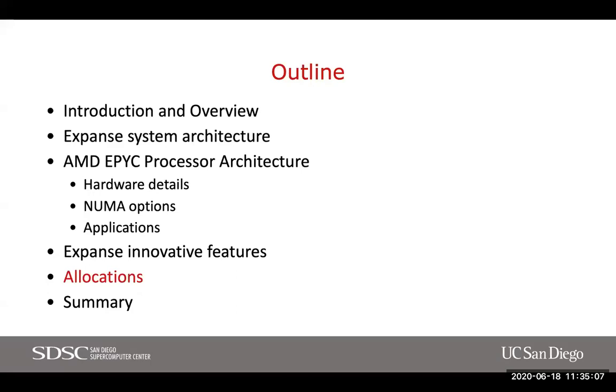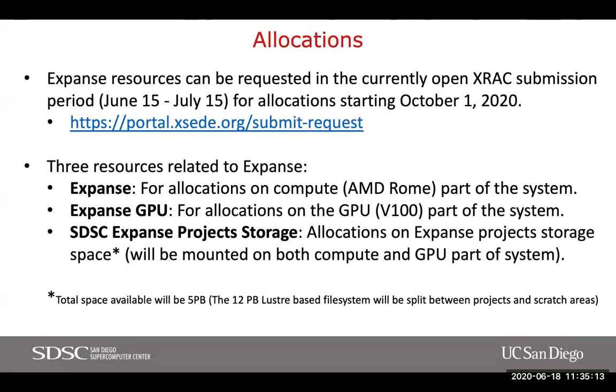So that brings me to the allocations piece. Expanse resources can be requested in the currently open XRAC period. It's already open, June 15th through July 15th, and this is for allocations that start October 1st, 2020. I have the link there for submitting requests for allocations, and this is a general link for all XSEDE allocations, just to be clear. When you click on it, you have to log into the portal. If you don't have a portal account, you can self-create one, and there's a link on the portal for creating the account.